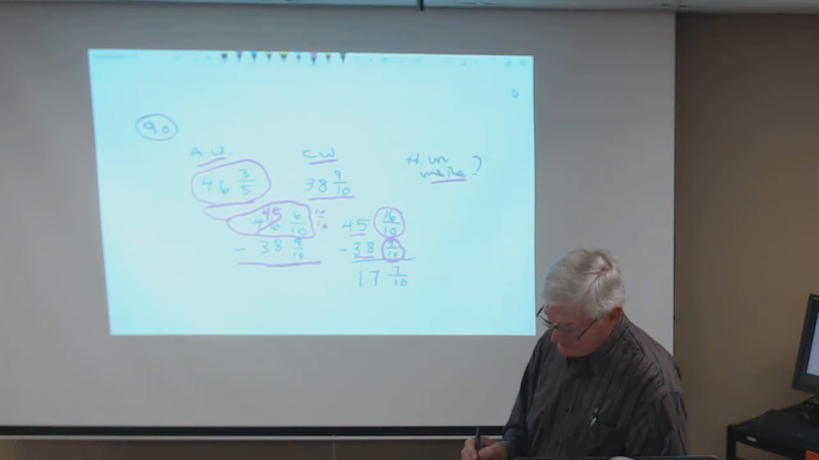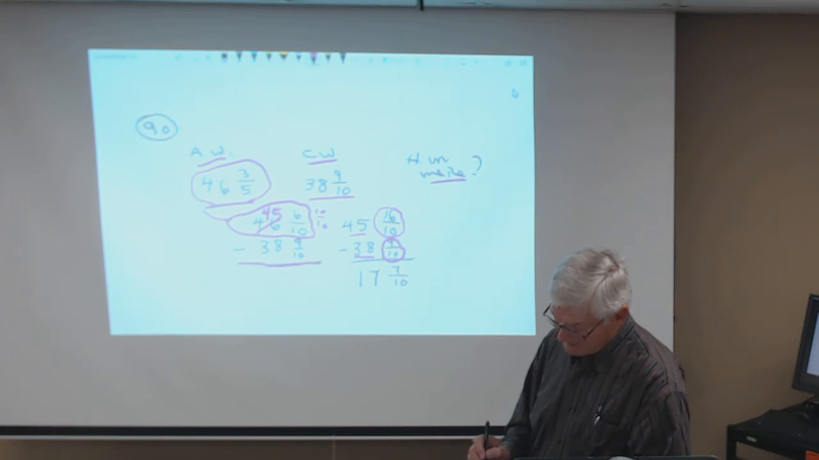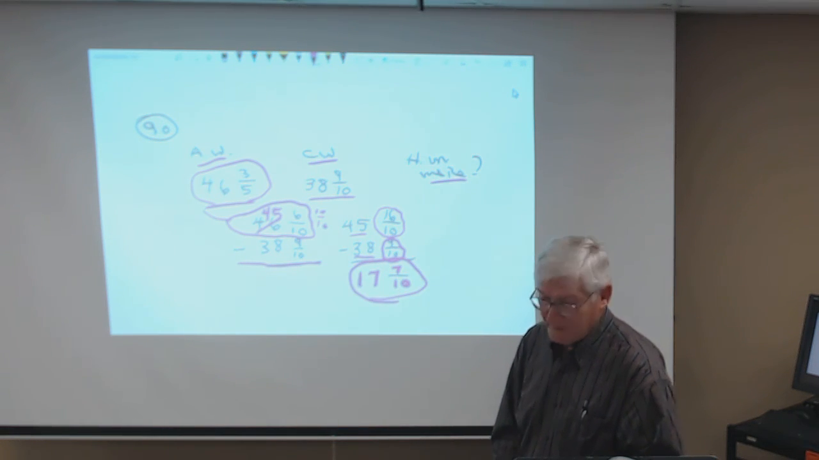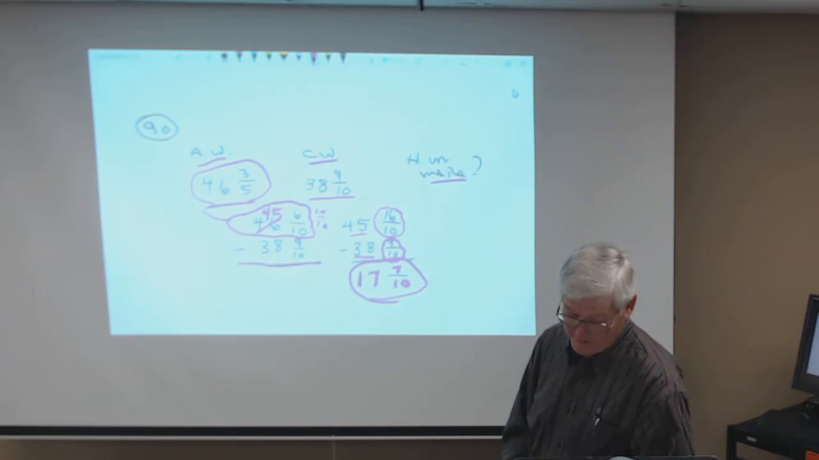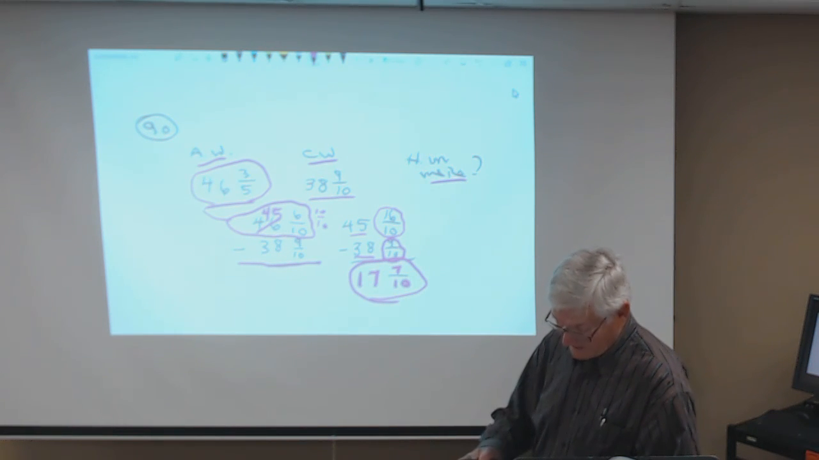And what's 16/10 minus 9/10? 7/10. And what's 45 minus 38? 7. There's my final answer. We work a lot more hours than they do in Canada. Okay, so I don't mind.